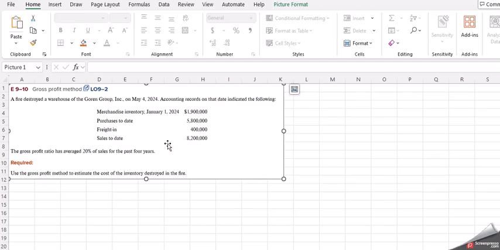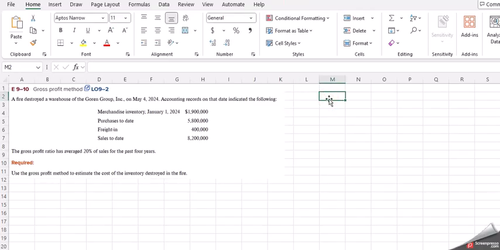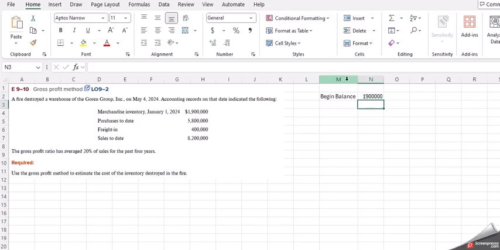Then we have the gross profit method. We use the gross profit method more for estimates, because we just don't want to go out there and actually take a physical inventory. So say a fire destroyed the warehouse, and we're trying to estimate what our inventory was that was destroyed in that fire. So we had a beginning balance of 1,900,000.